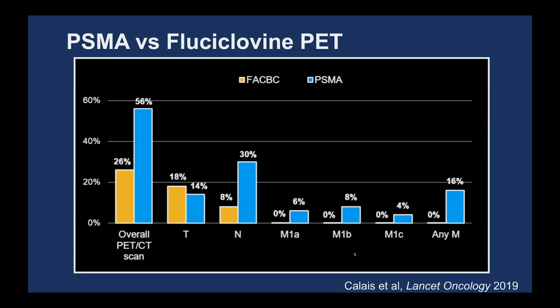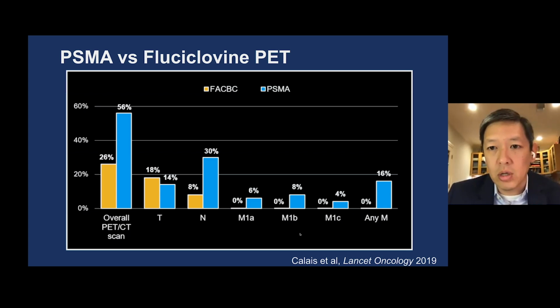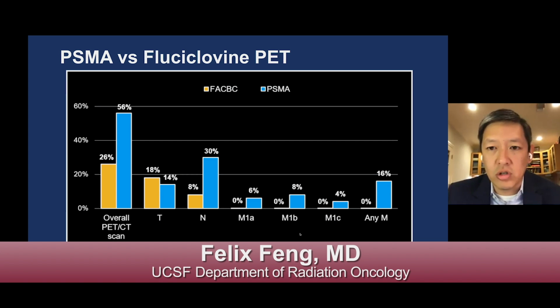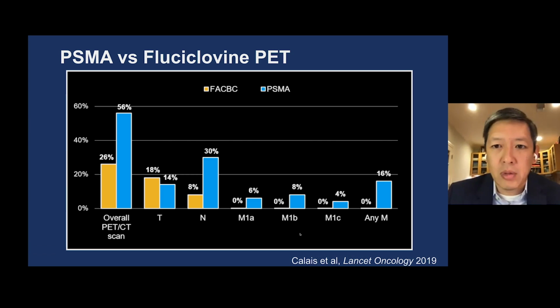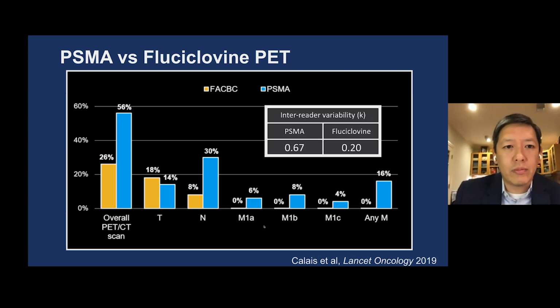I think we're in the infancy of the field of molecular imaging, but as data like this becomes more widespread, what we'll be able to do is not only develop more sensitive approaches for detecting prostate and other cancers, but also optimize between different approaches as well.